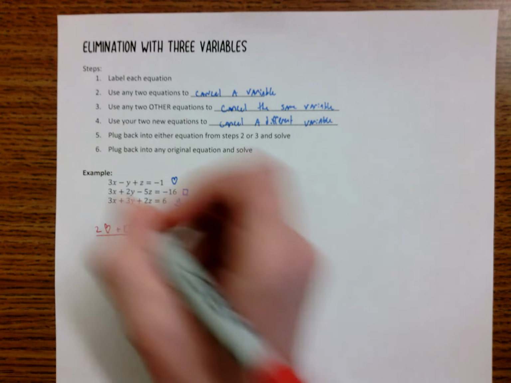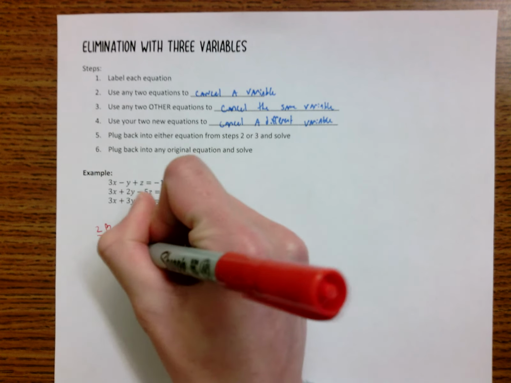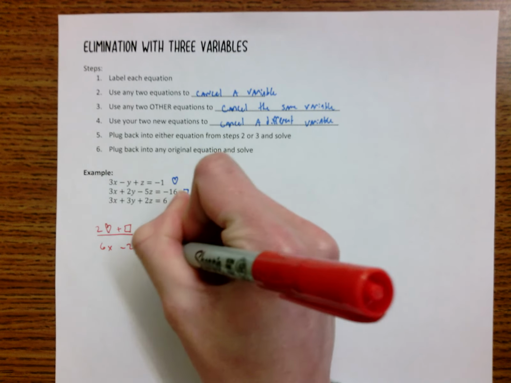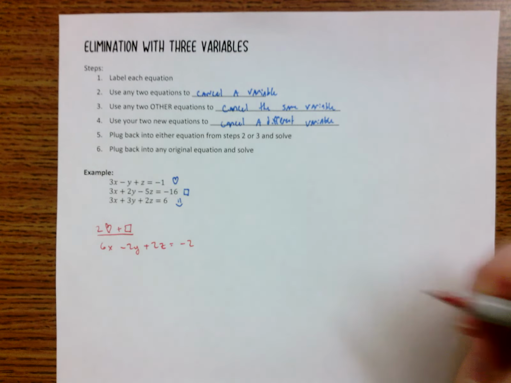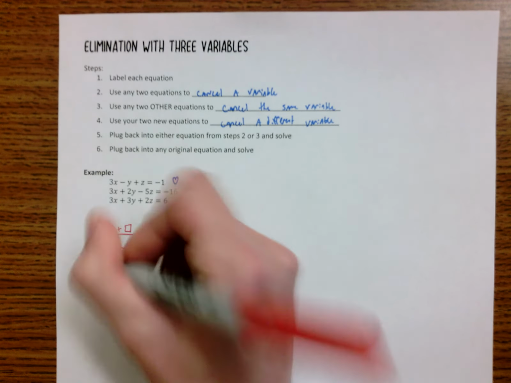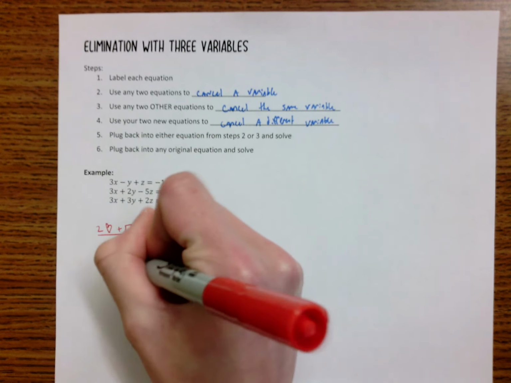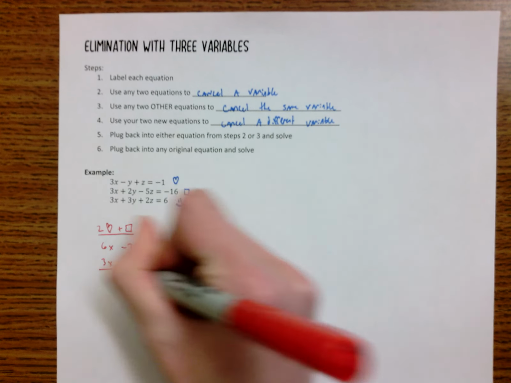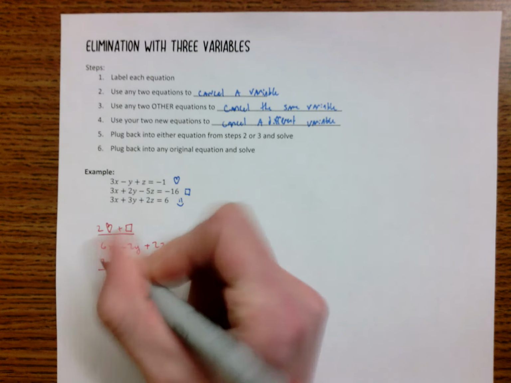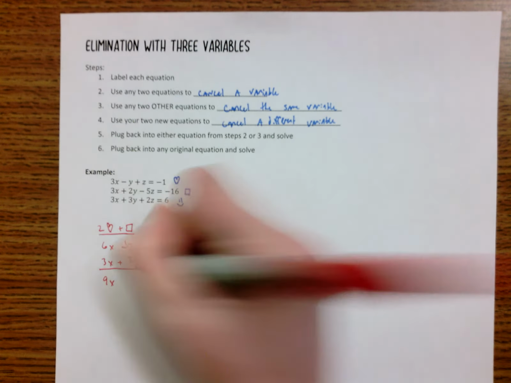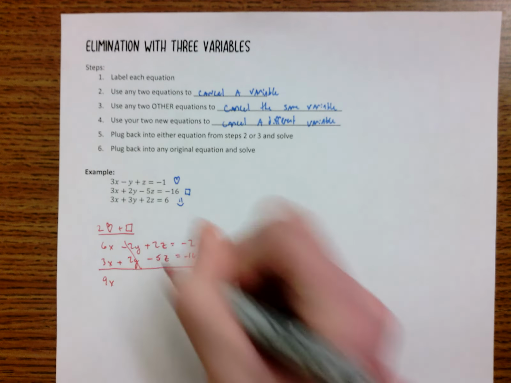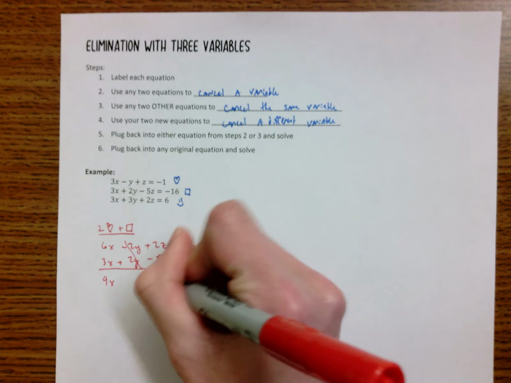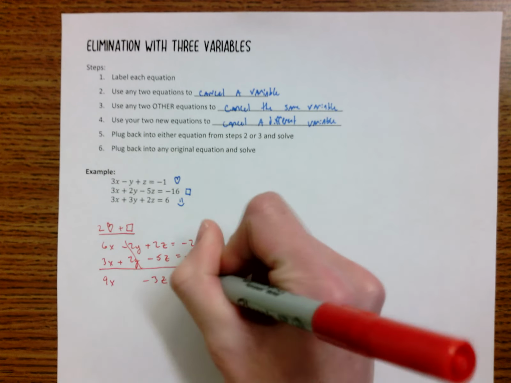So 2 times the heart equation is going to be 6x minus 2y plus 2z equals -2. And then we're adding the square equation, so I'm just copying that one underneath, and we're going to add these together. So 6x plus 3x is 9x. My y's cancel. 2z and then -5z is -3z. And then that's going to add to -18.